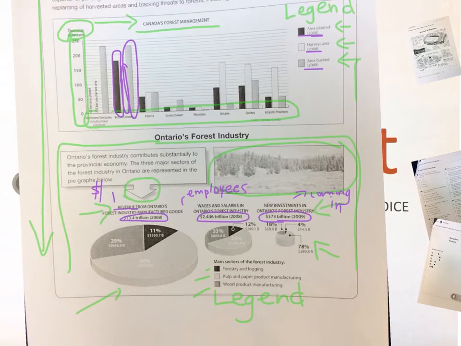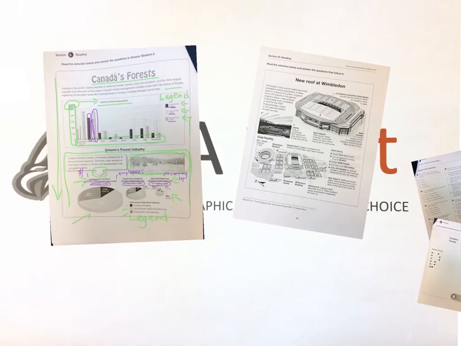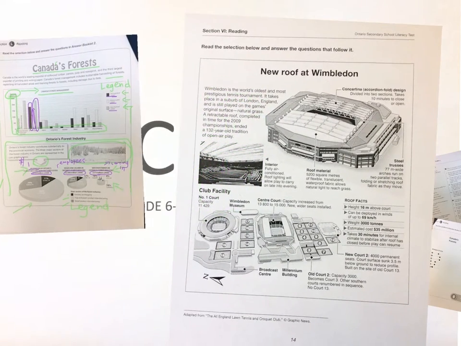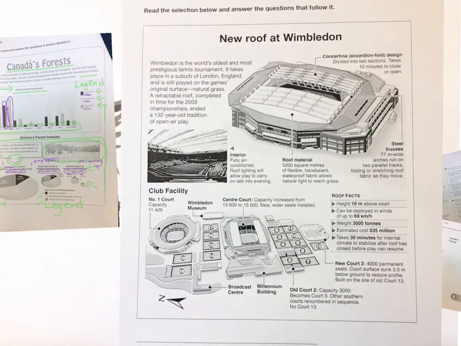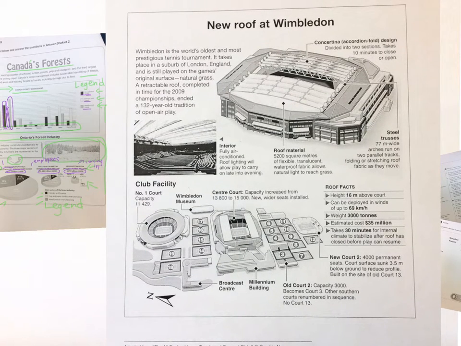Now let's look at the second of our graphic texts, which is called New Roof at Wimbledon. The same way we approach the first, we'll do here. The first thing we want to look at is the title, the New Roof at Wimbledon, and then we'll look through from the top to the bottom. We see right away, we have a picture here. There is one diagram, here's another diagram, and we notice a small chart to the right.